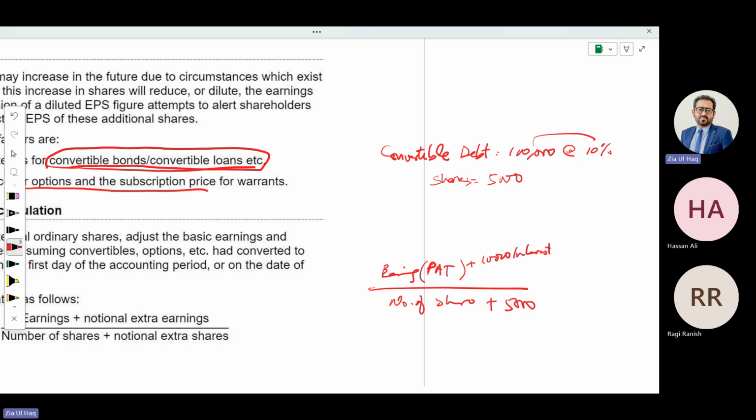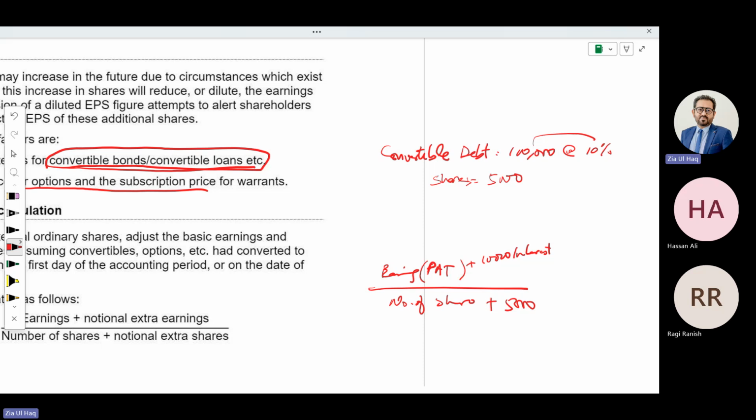How will earning be adjusted in case of diluted EPS? PAT will be adjusted with the amount of interest. I mean, we need to increase the profit, because while calculating this profit, we deducted the interest. Now we need to add it back. But we normally pay tax on profit as well. If we add this interest to the profit, our profit will be more, and we need to pay more tax.